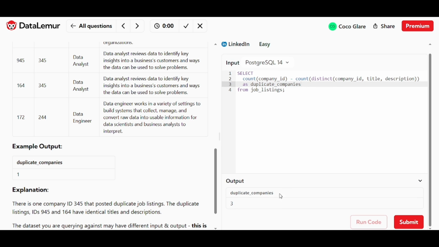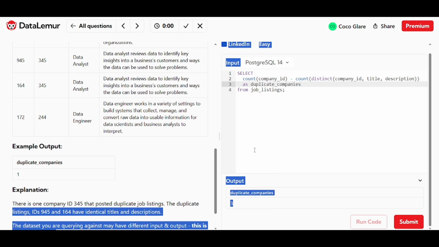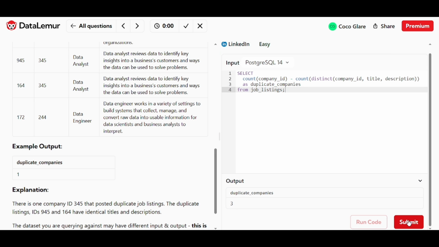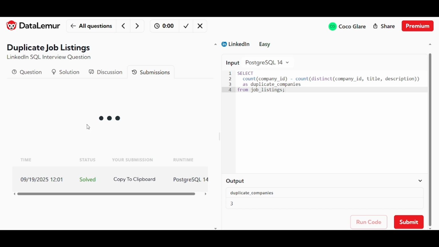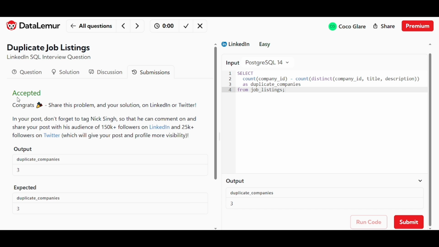Let's see if it works or not. It returns 3. Probably the table here is different. Let's see if it is accepted or not. Yeah, it is accepted. Thank you.